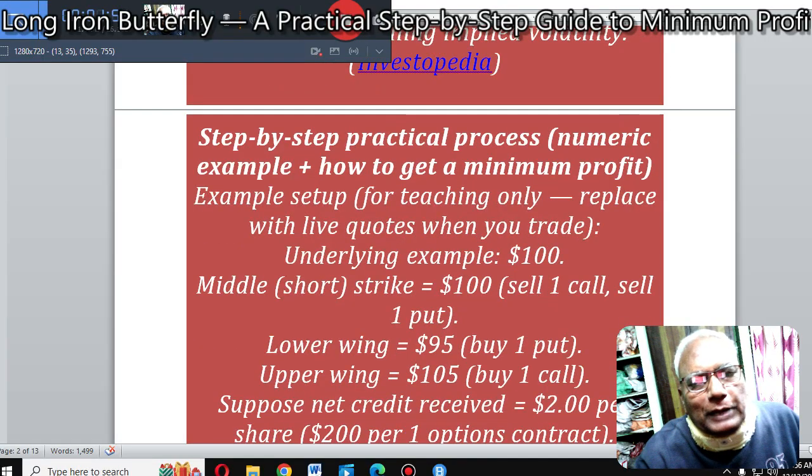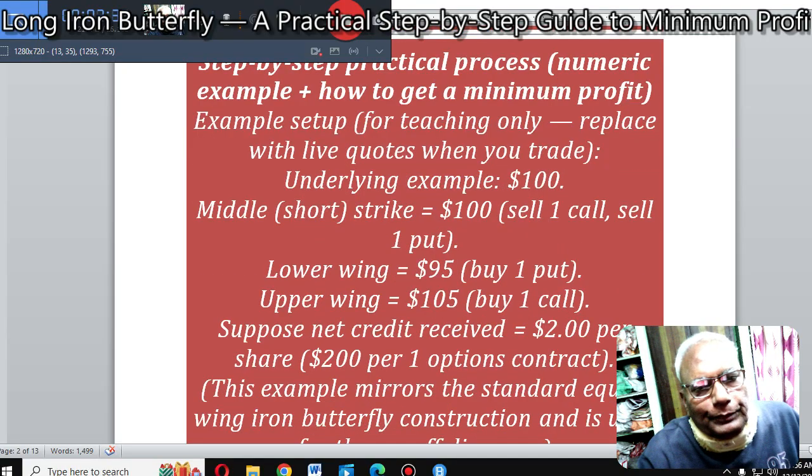Step-by-step practical process, with a numerical example plus how to get minimum profit. Example setup for teaching only. Replace with live quotes when you trade. Underlying example: $100. Middle strike, short strike price equals $100. Sell one call, sell one put.